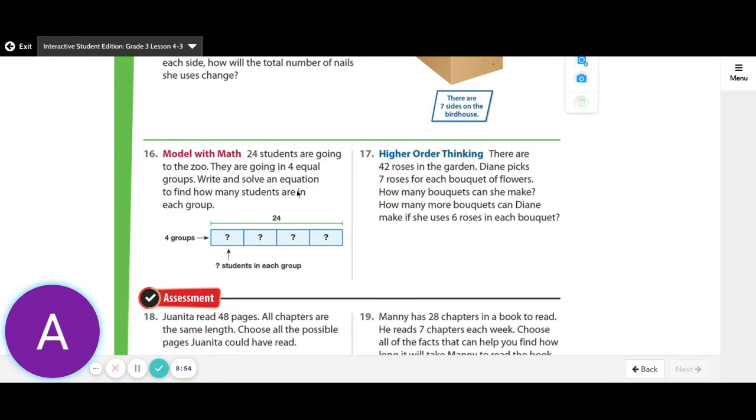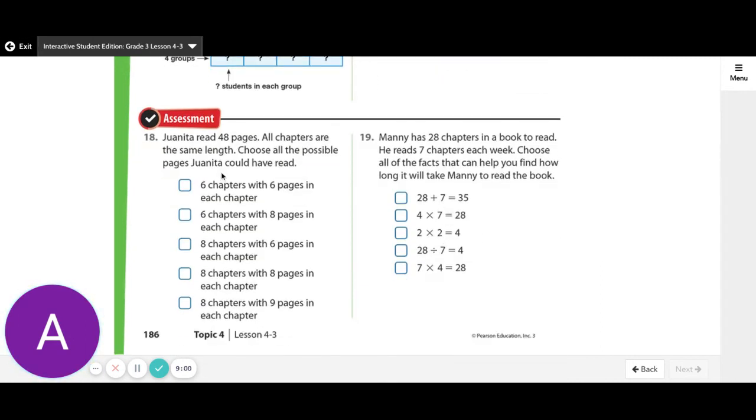Number 16, you're solving for the word problem. Number 17, solving for the word problem. Number 18, you're choosing all possible answers that would be correct. And number 19, again, you're choosing all the answers that would be correct.